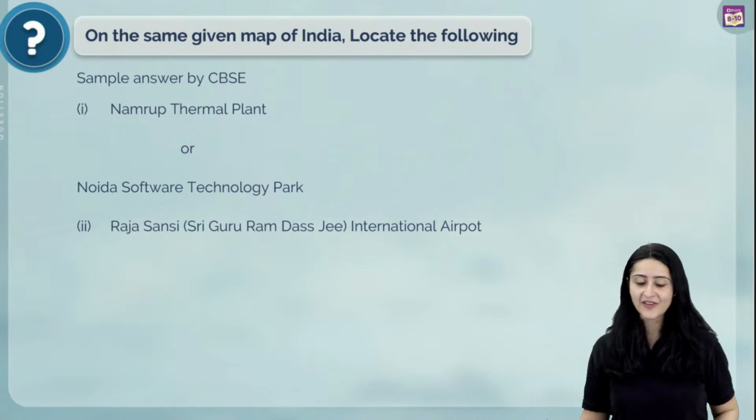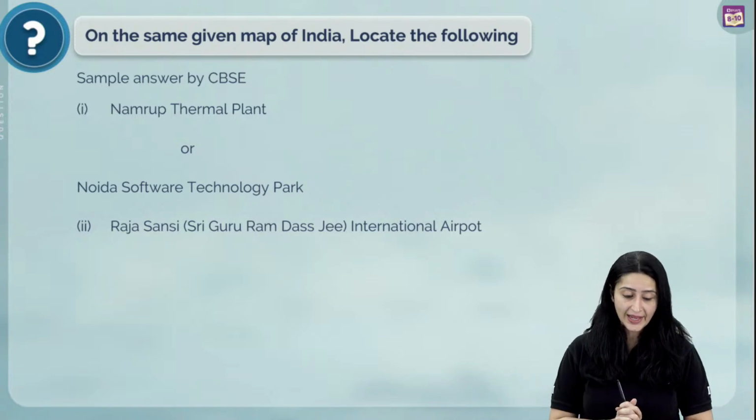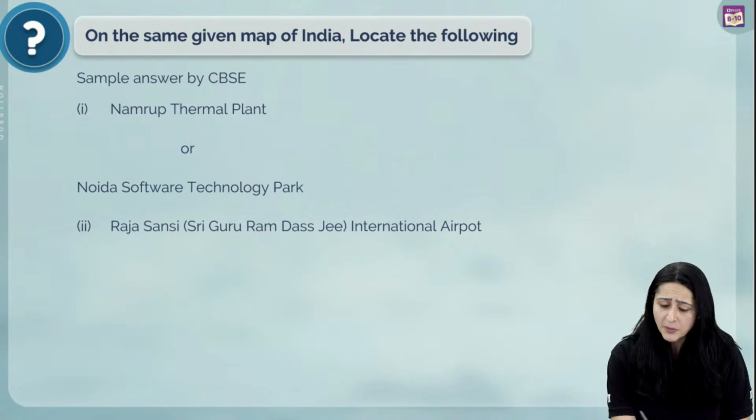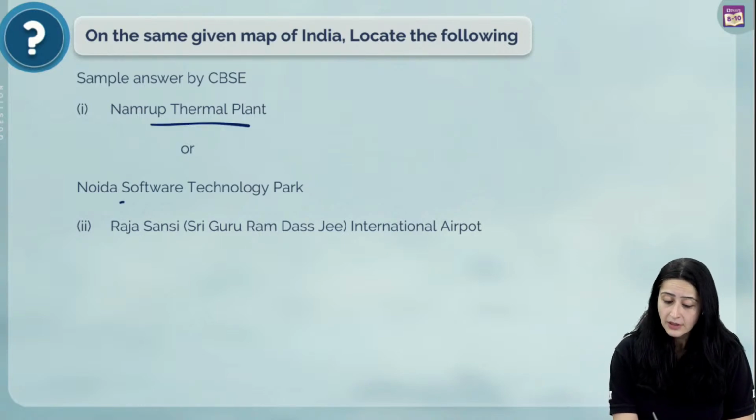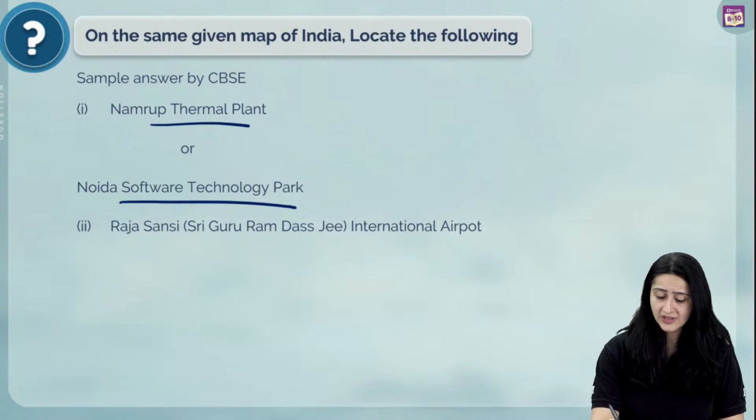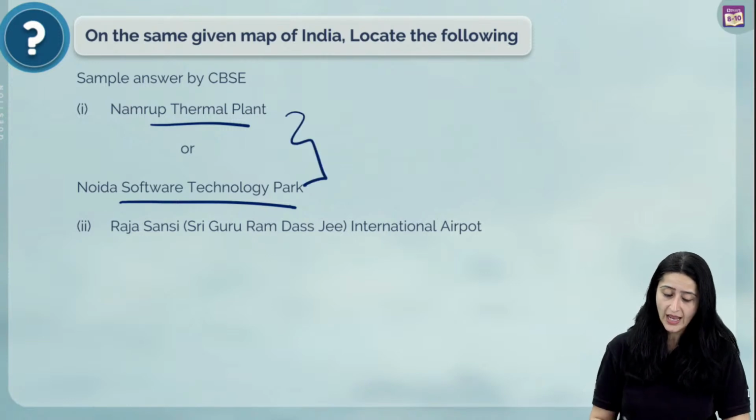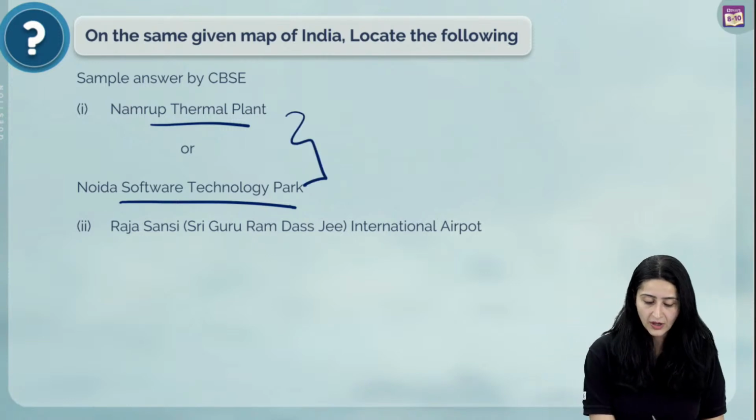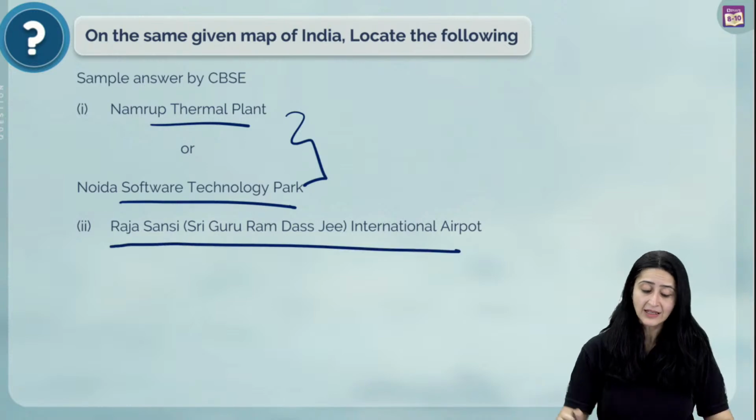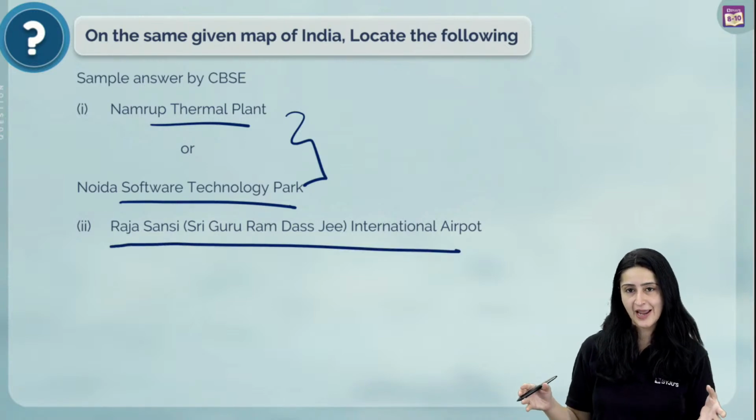Here it says, on the given map of India, same given map of India, locate the following: Namrup thermal plant or Noida software technology park. Means you have to select any one of these, okay? And you have to identify where the Rajasansi International Airport is.